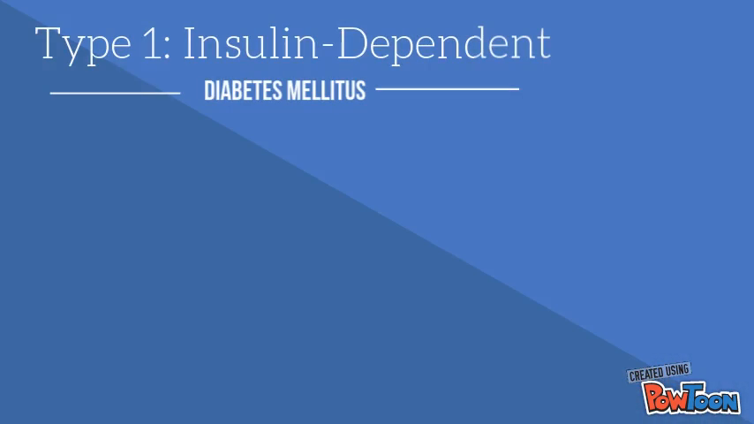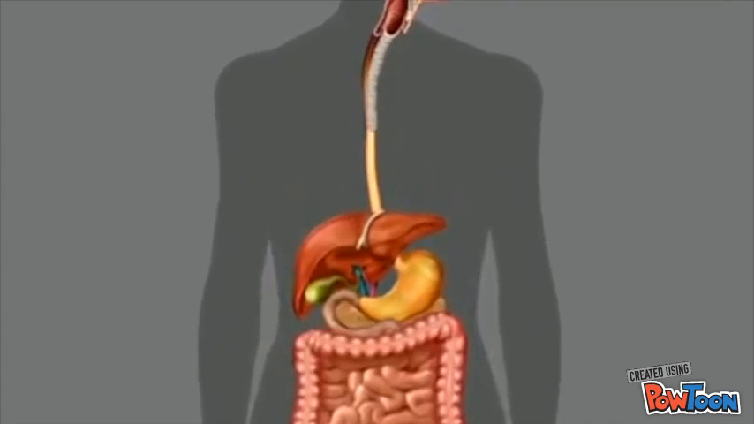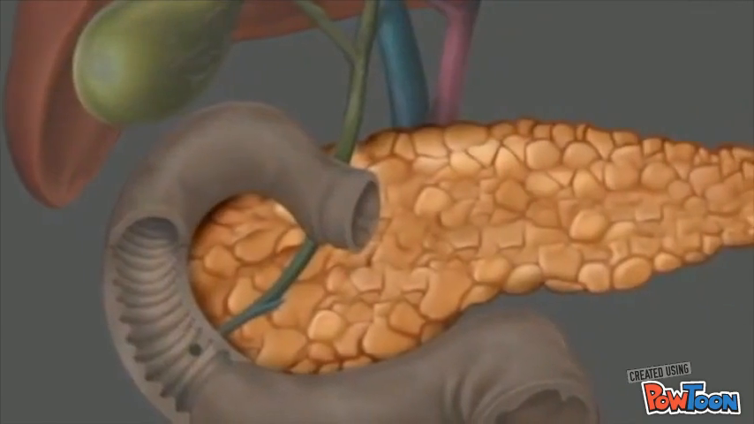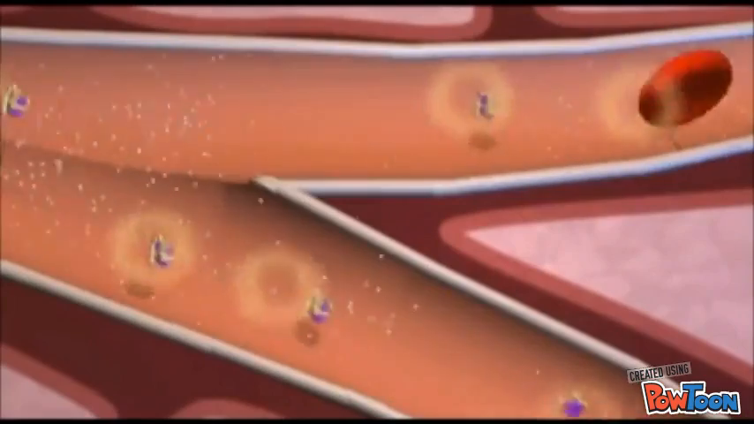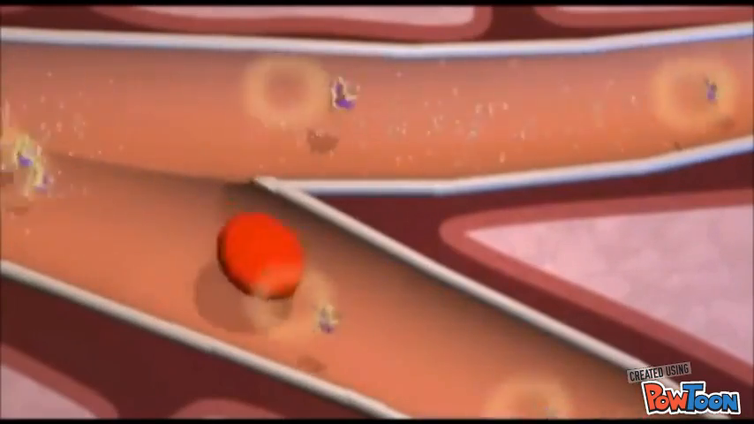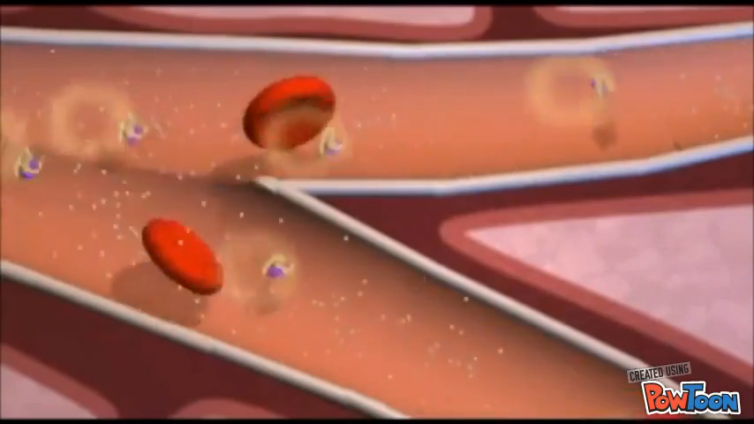Type 1 diabetes, insulin-dependent diabetes mellitus. In type 1, beta cells of the pancreas are destroyed by the immune system. Insulin production is reduced, and less insulin binds to the receptors on target cells. More glucose remains in the blood, and glucose is moved to the surrounding tissues at a much slower rate.